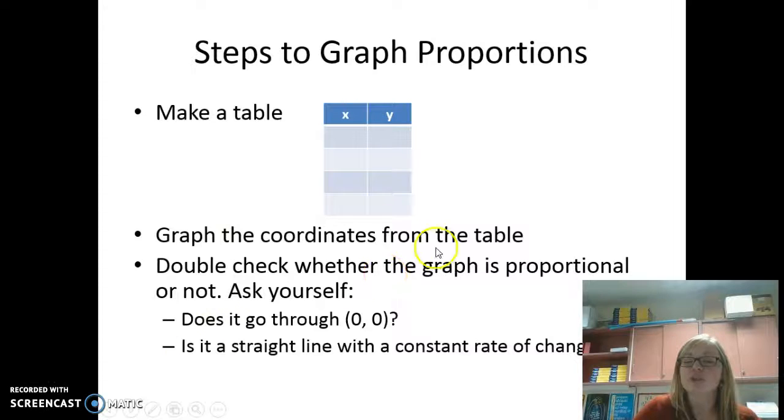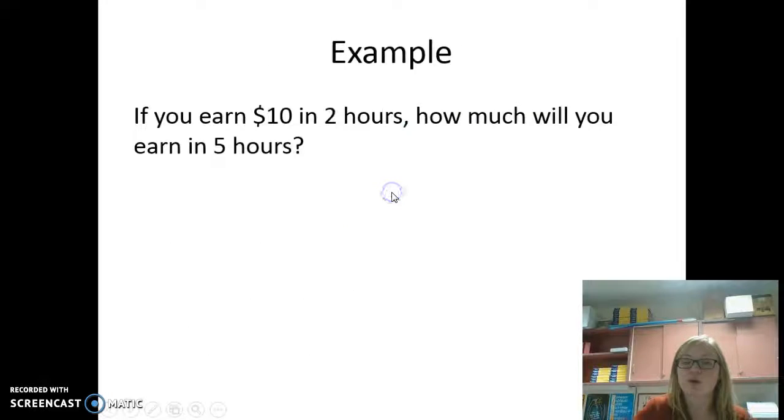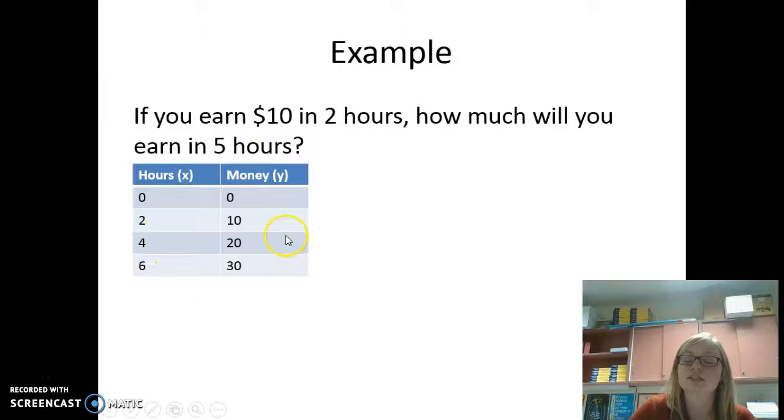All right, in your homework today, you're going to be asked to actually graph some proportions. So you need to make a table first. Okay, so here's an example of that. If you earn $10 in 2 hours, how much will you earn in 5 hours? So we're going to make a table. If you don't work at all, you make no money, right? So 0, 0 would be the beginning.